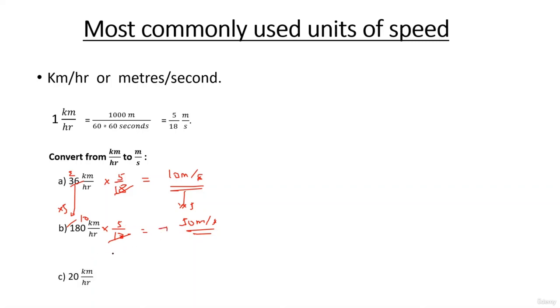All right, the next one is 20 kilometers per hour. Multiplied by 5 by 18, we can cancel out a 2. So this will be 10 5s are 50, 50 by 9 meters per second. As simple as that. Whenever we're supposed to convert speeds from kilometers per hour to meters per second, just multiply the speed by 5 by 18. It's as simple as that.